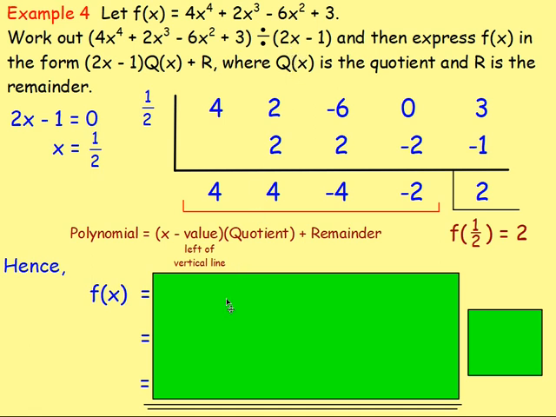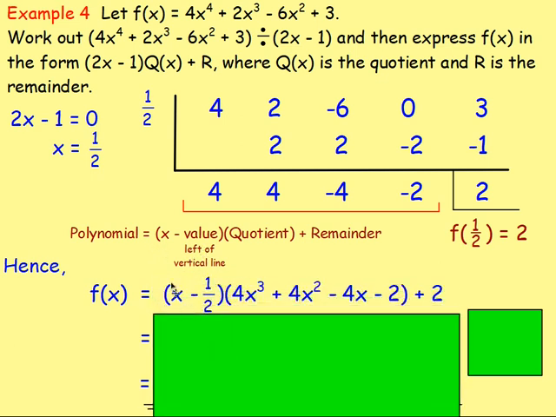So for this one here, we're going to set it up and say it's x minus the value to the left of the vertical line. In other words, x minus a half times by this 4x cubed, because that's x to the power of 4. Take 1 off the power, it'll give us an x cubed, so that's 4x cubed, then 4x squared minus 4x, and then minus 2. And the remainder is going to be 2. This is what we end up with.